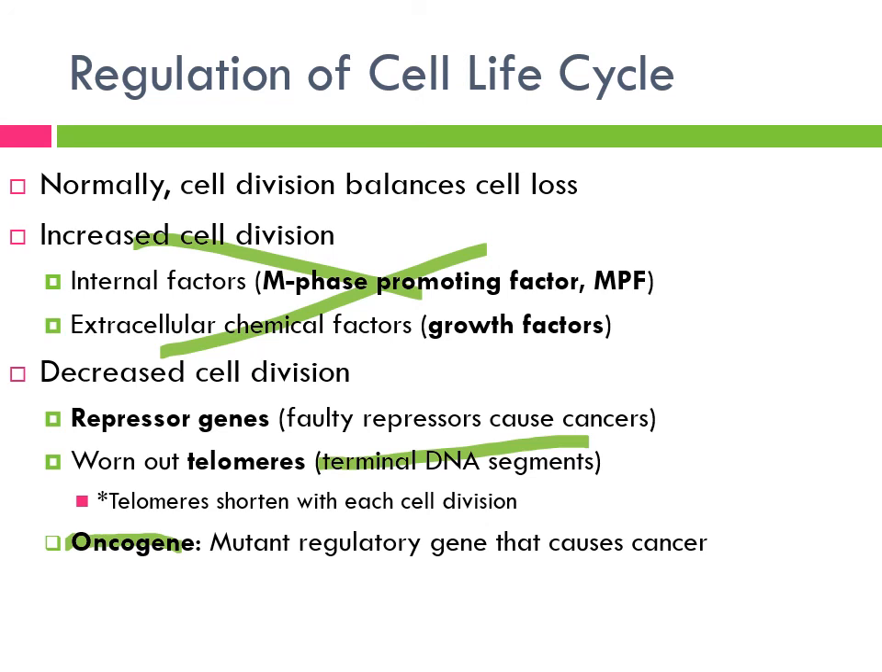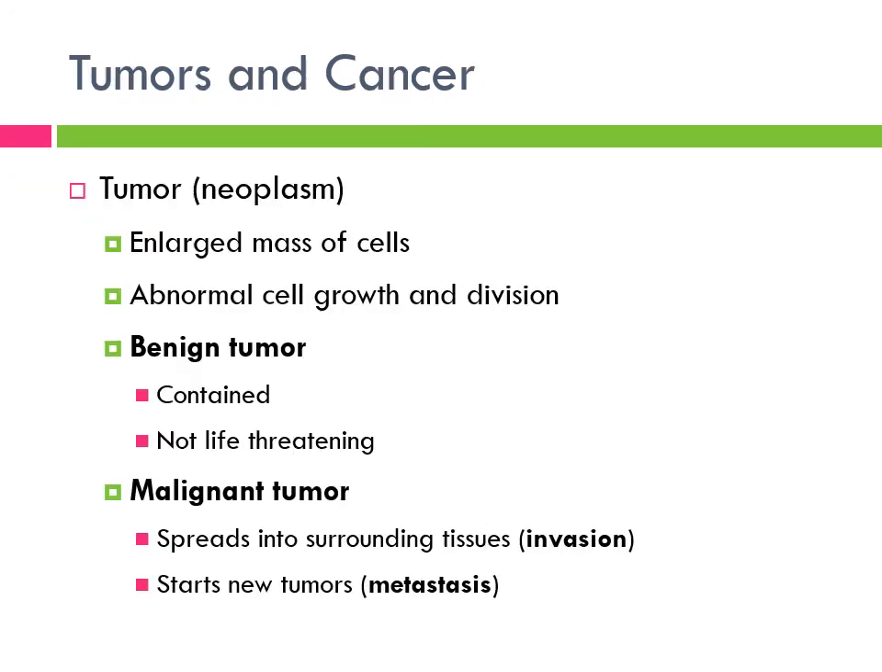So if you have a faulty repressor gene, then that cell can divide and divide and divide, and every time a cell divides, there is a potential for something to go wrong, and when something does go wrong, eventually that can lead to a cancerous situation.